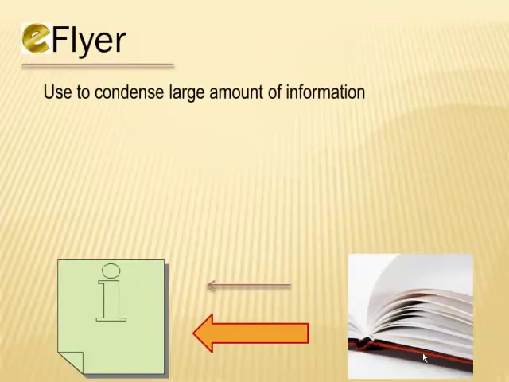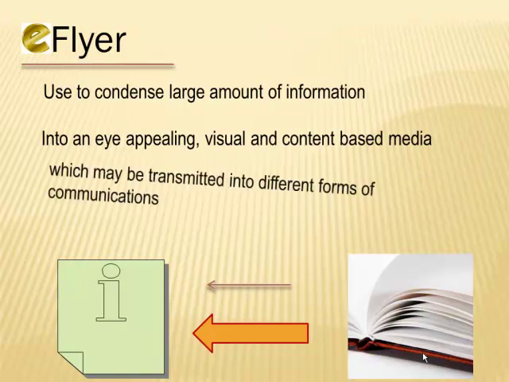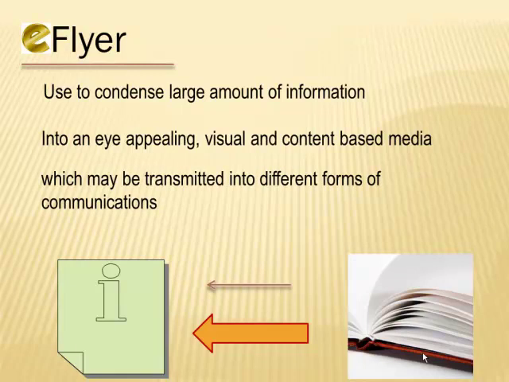If you look at an e-flyer, you're taking a large amount of information and placing it into a smaller type of avenue. You want to make it eye appealing, very visual, and the content is based on media. What you're trying to do is transmit different types of forms through different forms of communication.